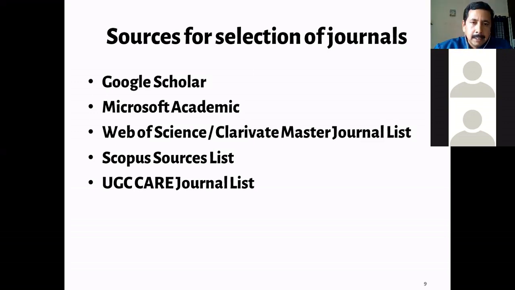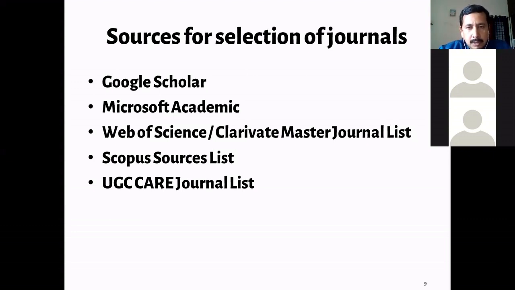of an article. So some of the sources I have listed on this slide: Google Scholar, Microsoft Academic, UGC Care journal list, a more recent one and a national initiative in India, Web of Science, or call it Clarivate Master Journal List, in short MJL, and the Scopus Sources List. These are the important sources for selection of journals.